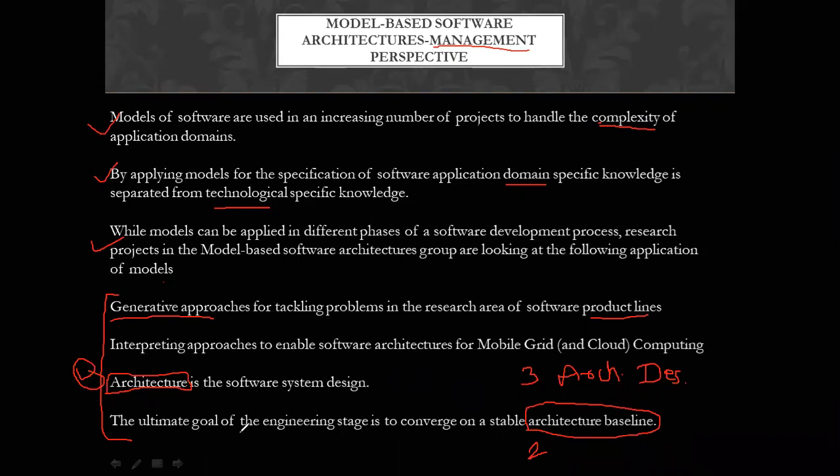Next, the ultimate objective of the engineering stage is to converge on a stable architecture baseline. This complete line I told you in the first slide also, and that is where the term architecture baseline came. So what is this architecture baseline? Architecture baseline is nothing but information, you can say. It is information across the engineering artifacts which we utilize to satisfy the stakeholders as per the objectives set at the start of the software development.